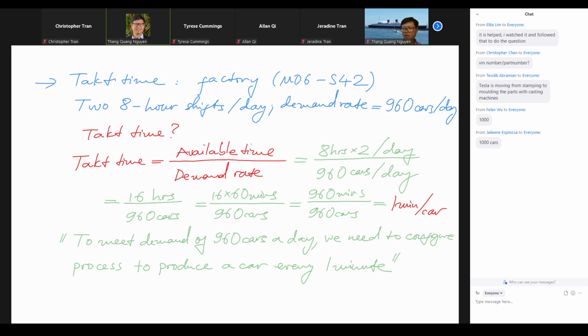I say every 1 minute rather than every minute, because it can be 1.5 minutes, it can be 2 minutes, right? Things like that. So the idea here is to meet that goal, then we need to have this pace of production of 1 minute per car. So that at the end of the day, we have 960 cars done, right? So the concept behind the takt time is, it is the goal, it is a target, it is a desirable pace of production so that we can meet up with the demand, right? So that's a takt time.